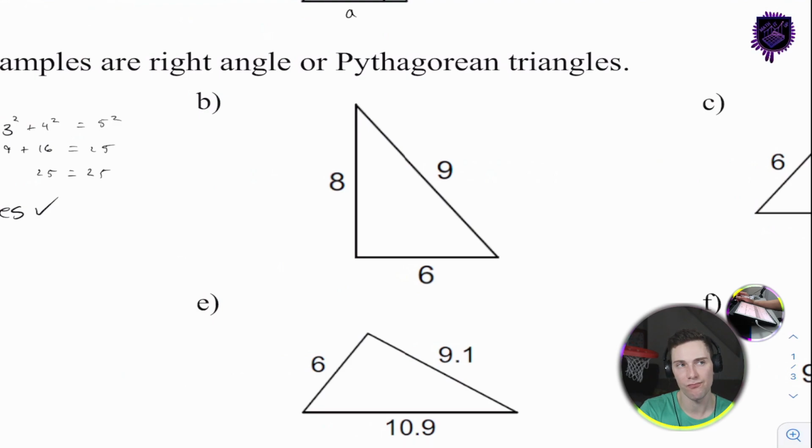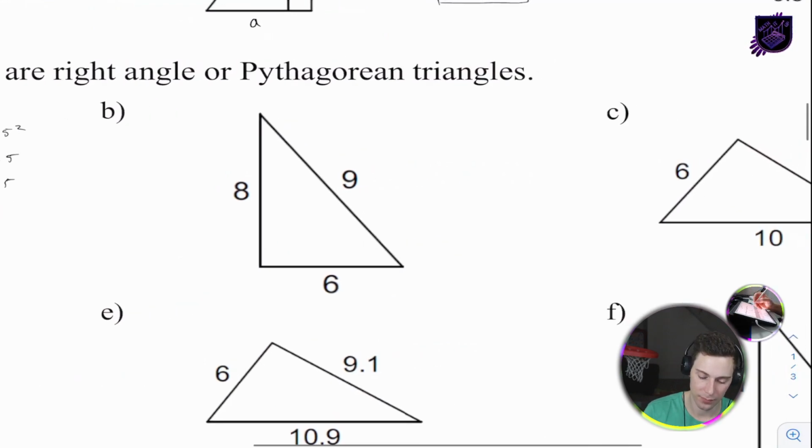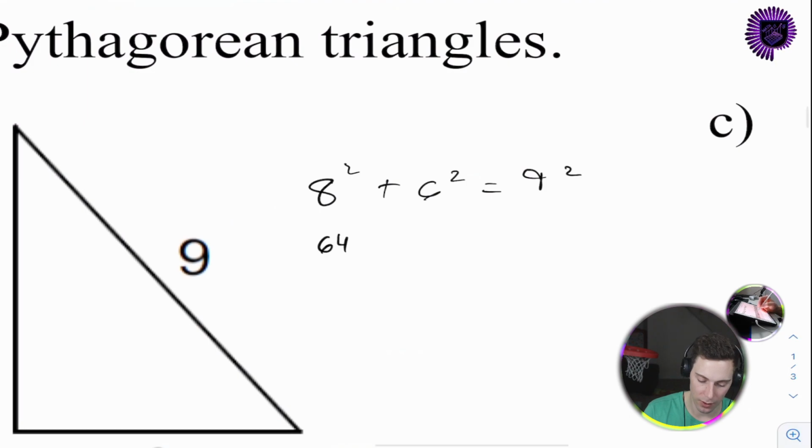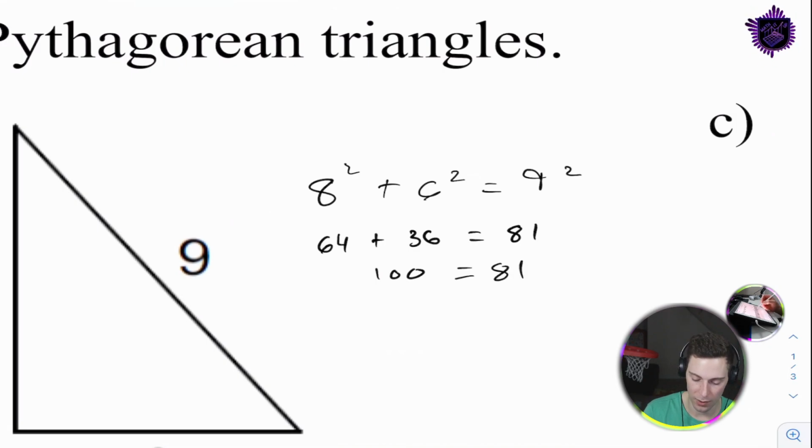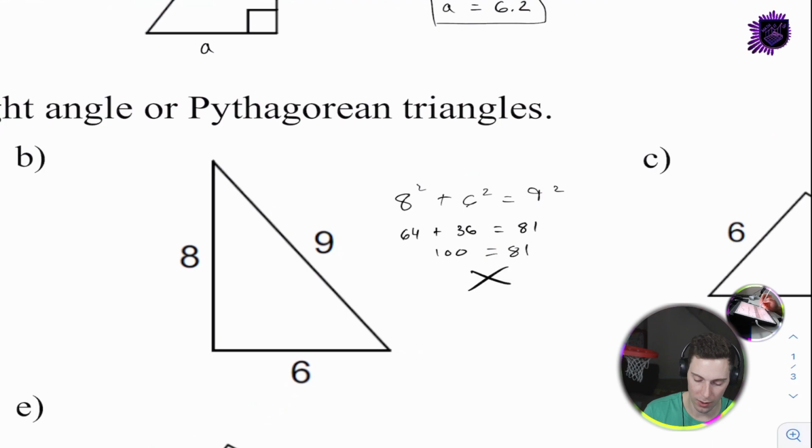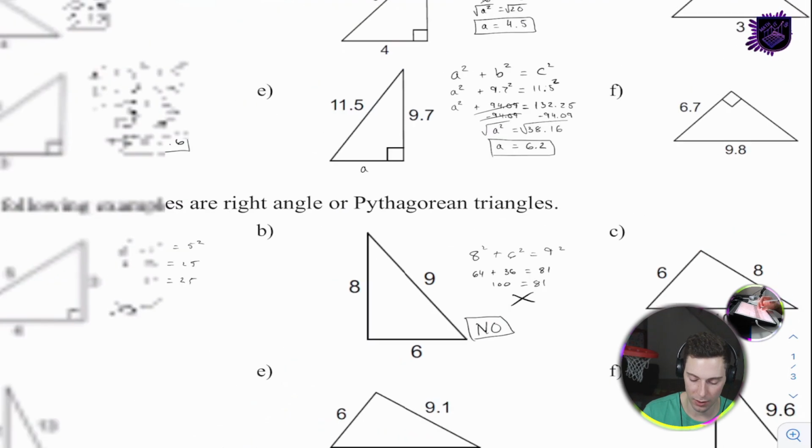Now, 6, 8, 9. Okay, so is 8 squared plus 6 squared equal to 9 squared? So that's 64 plus 36, which is 100, and 100 is not equal to 81. So this is wrong. No. Not a right angle triangle.